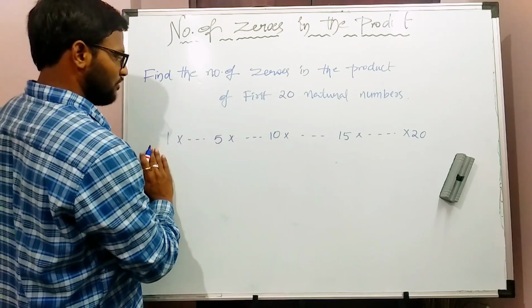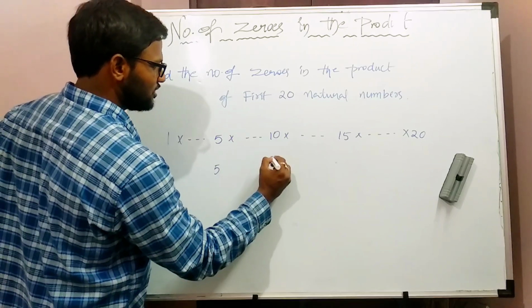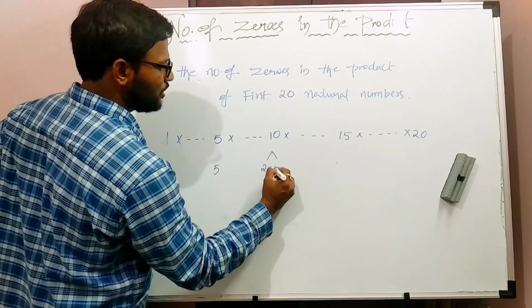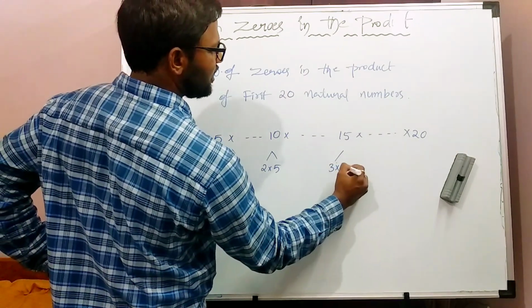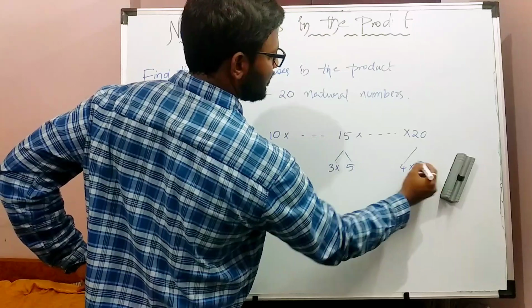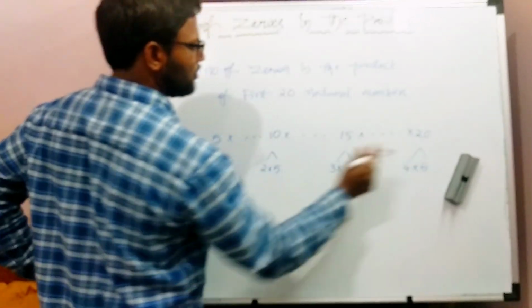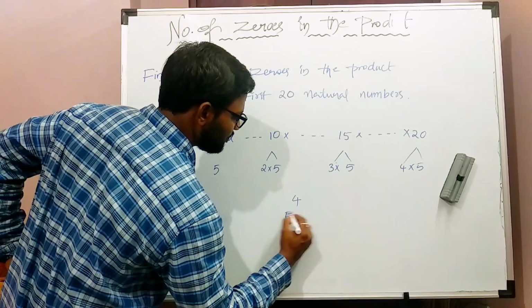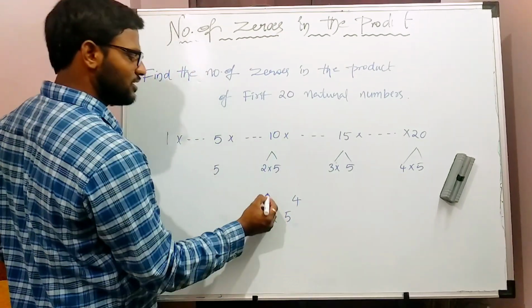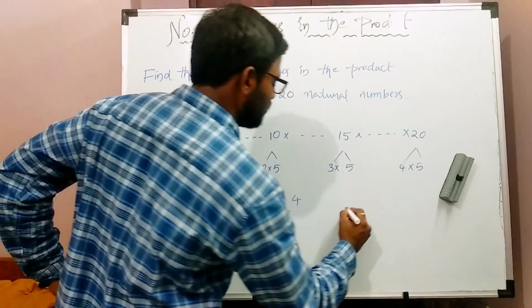So from 1 to 10 we have how many 5's? Here 1 5, here 10 we can write 2 into 5, 15 we can write 3 into 5, and 20 we can write 4 into 5. Okay, so how many 5s? 1, 2, 3, 4. So 4, 5 to the power of 4 and 2 to the power of, this will be more than 4. So this product ends with 4 zeros.